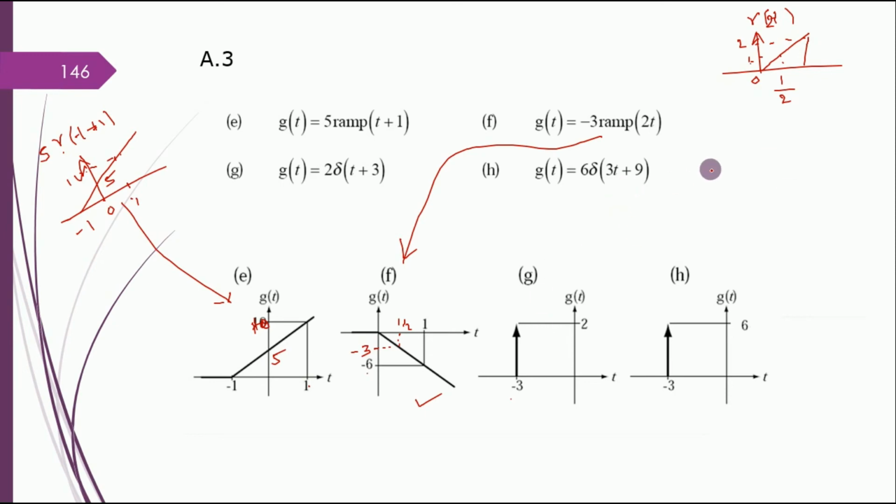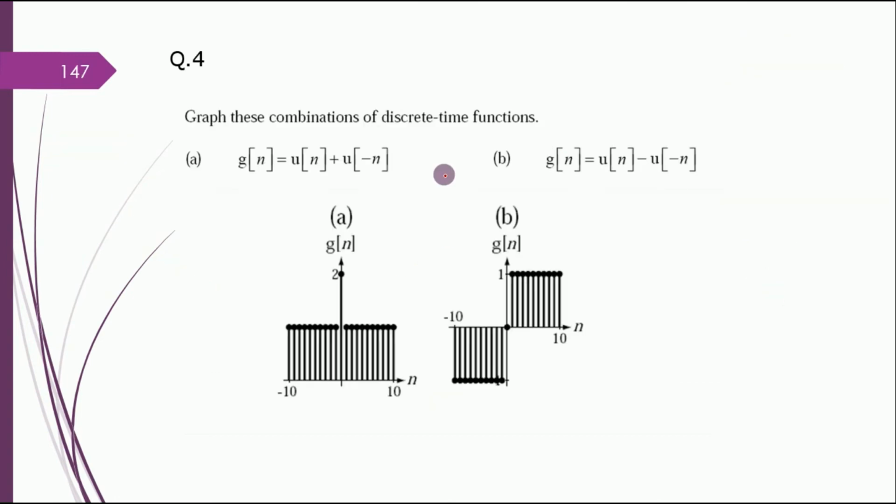Similarly here, let me write it. First, you need to do delta of t plus 9. Shift it first. So what do you get? You get it at minus 9, 1. It is area scaled 6 times, so I write it as 6. Now, delta of 3t I need to do. That is time scaling. Divide by 3. Minus 9 by 3 is minus 3. Amplitude is 6. That's it. This is h.